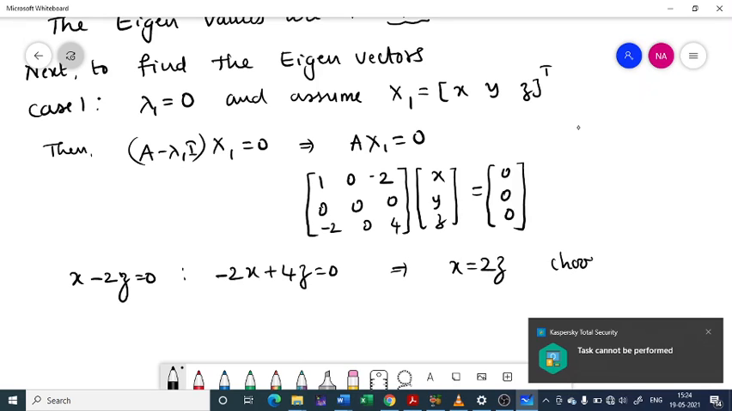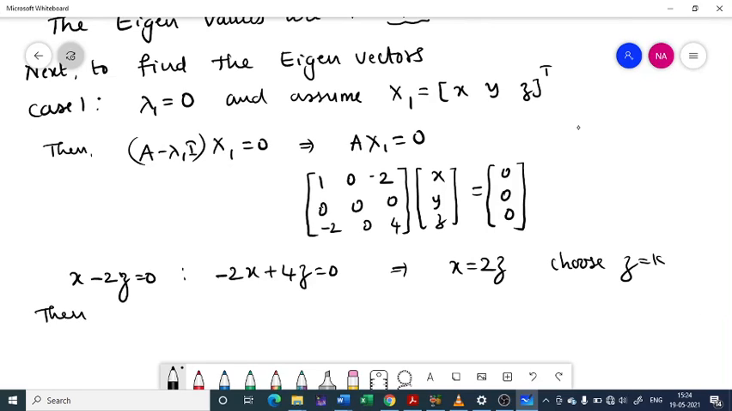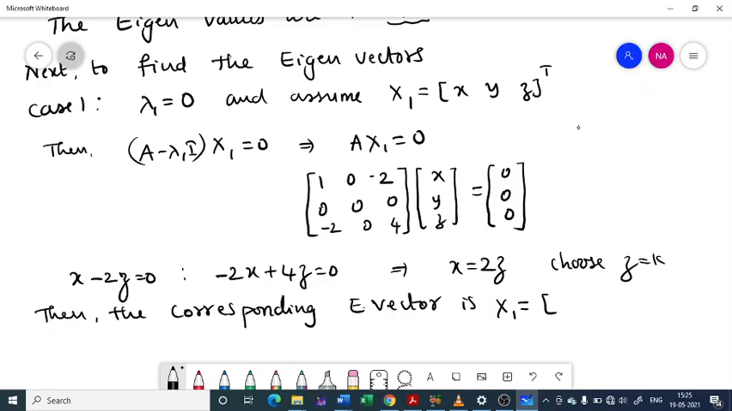Choose z equal to k. Then the corresponding eigenvector is capital X1 equal to, z equal to k, so x will be 2k 0 k transpose.